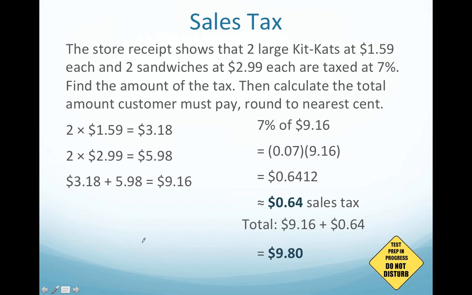Now another way we could do that is we could take that $9.16 and multiply it by 1.07, like that. Because adding that one to it allows us to account for the addition of the $9.16 to the sales tax amount. So if we do it this way, we'll come up with the same answer. This way it's just faster. Because remember, multiplication is addition on steroids. Okay, it's bigger, faster, stronger.